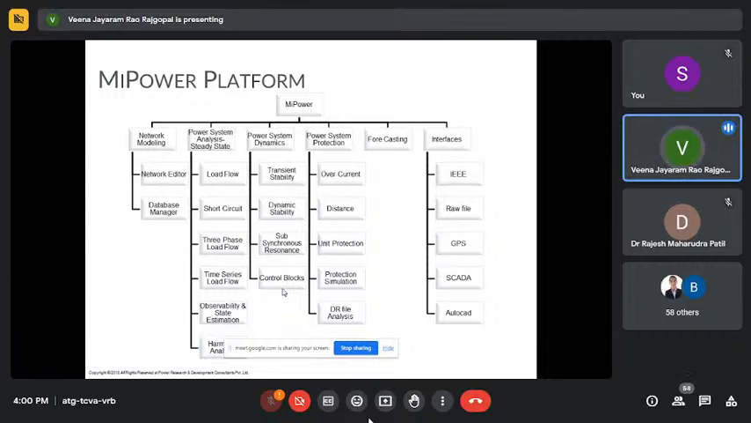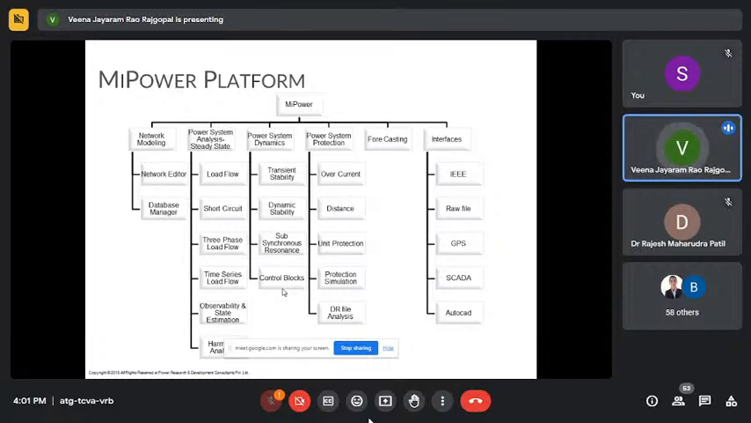So whether your system is going to come back to normal, or what changes have to be done, or if you want to design a control system, how it can be done. Those kinds of analysis can be done. So this transient stability and the control blocks, this control blocks is basically your design of your transfer functions, and you can put it in the system and then verify how it behaves.